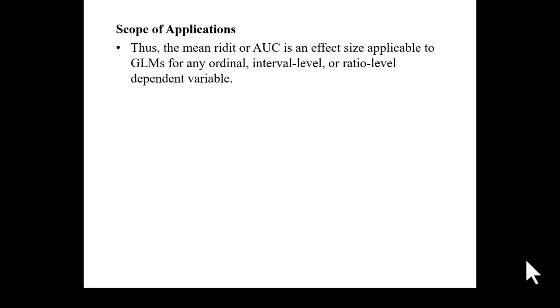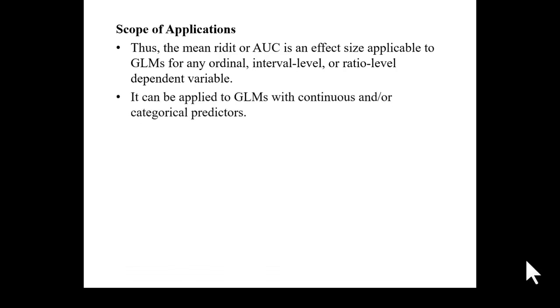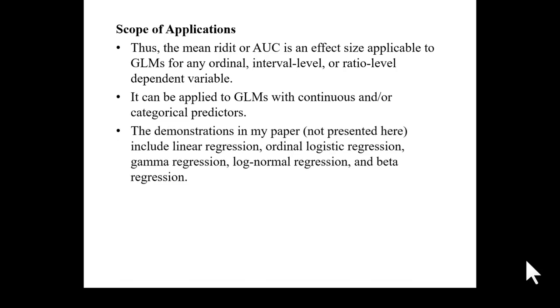Okay, well, let's consider the scope of applications here. The mean ridit, or AUC, is an effect size applicable to GLMs for any ordinal, interval level, or ratio level dependent variable. That dependent variable can be discrete or it can be continuous when it's interval or ratio level. It can be applied to GLMs with continuous and/or categorical predictors. The demonstrations in the paper that is the companion for this not only include linear regression and ordinal logistic regression, but I've also supplied demonstrations in gamma regression, log normal regression, and beta regression.